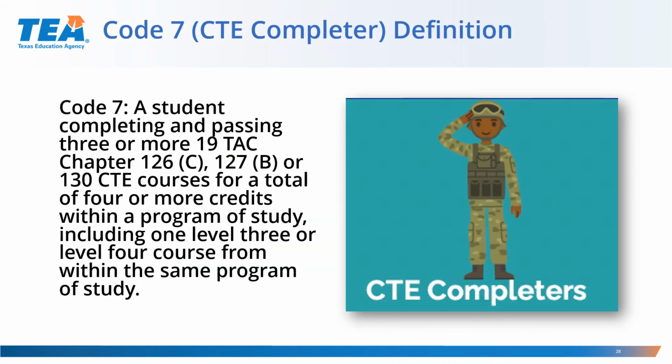And our final code is a code 7, or a CTE completer. CTE completers have the highest and most rigorous threshold to achieve, which means they are focused and well prepared for leaving high school for post-secondary college work, certification, or careers. Students have to complete, pass, and receive credit in 3 or more specific courses for 4 or more credits, and one of those courses must be a higher level 3 or level 4 course. All of the courses have to be within the same program of study.